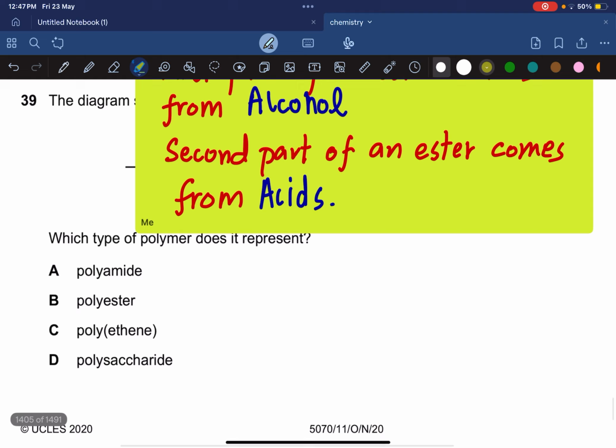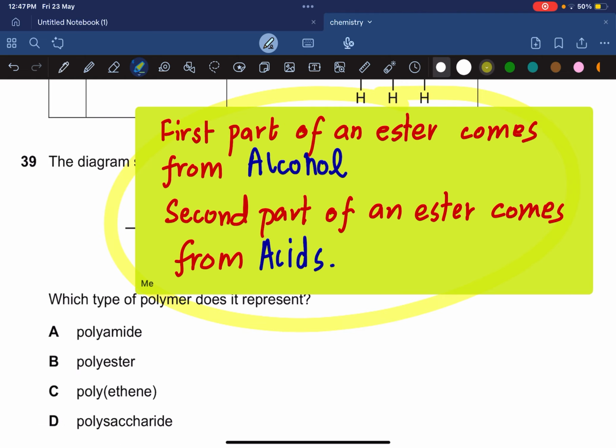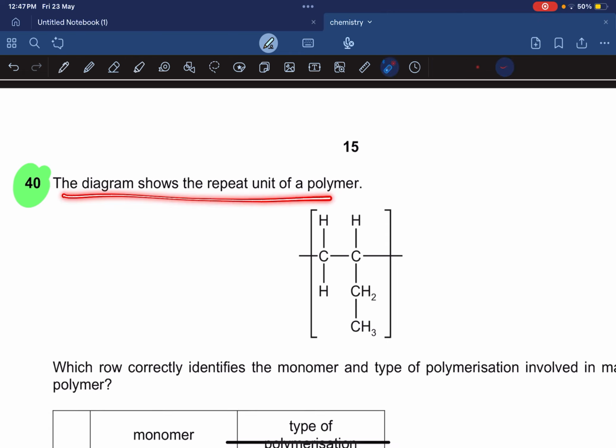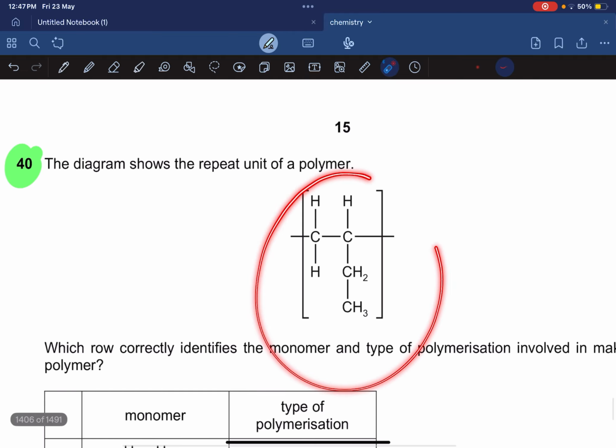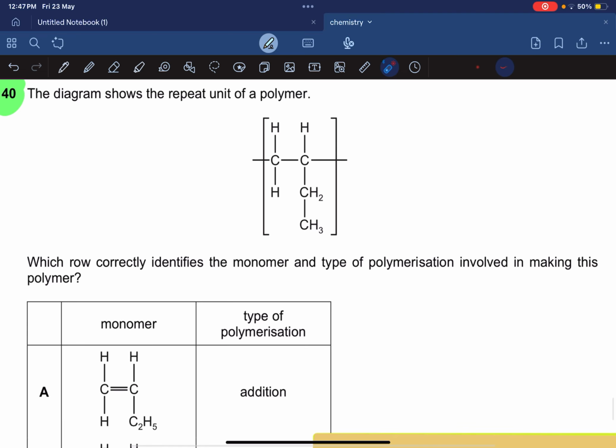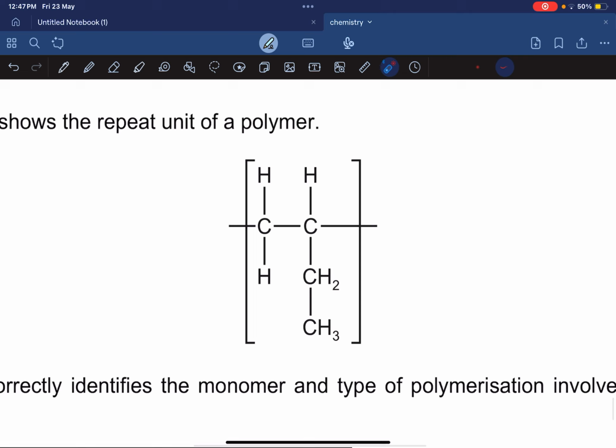Moving on, this was the key concept in this question. Okay, the diagram, that's going to be the last difficult question of this file. The diagram shows the repeat unit of a polymer. So this is the polymer right here, which correctly identifies the polymer and type of polymerization involved in making this type of polymer. Okay, look at this polymer, and you guys have done the theory part, so try to identify what's happening over here. Can you see any kind of functional groups or anything? No. What do you guys think is happening over here?